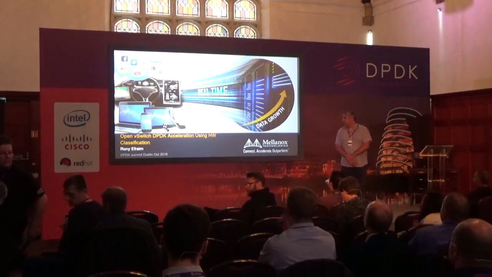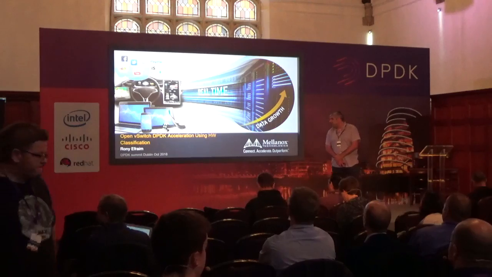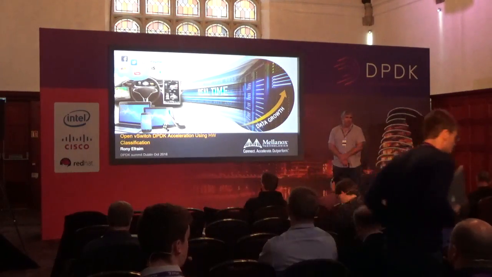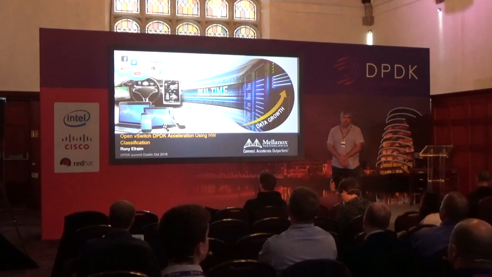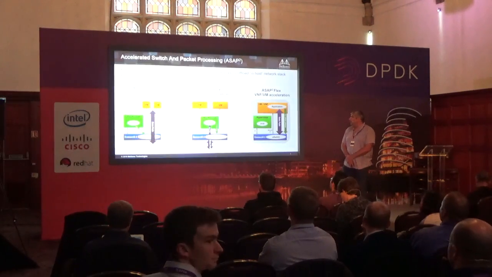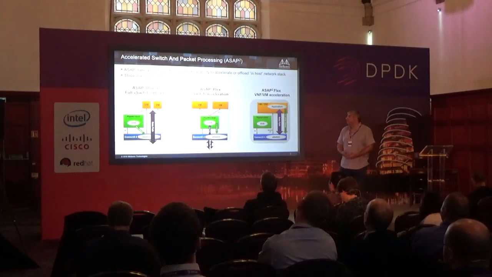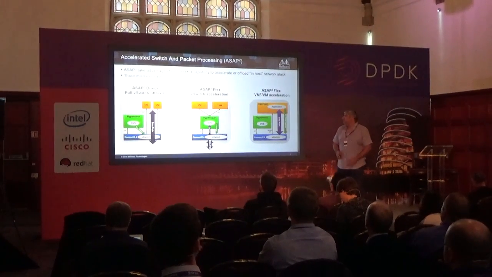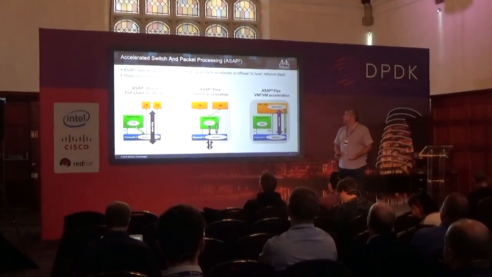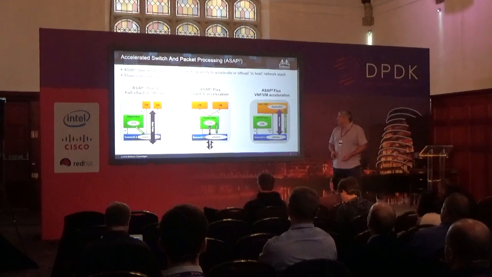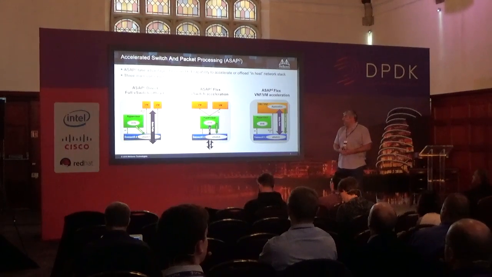Okay, we're going to talk about how to accelerate an application like OpenvSwitch using DPDK. So first I want to mention a few terms that we are using. We talk about accelerating switch and packet processing. We call it ASAP squared. So we have a few options.